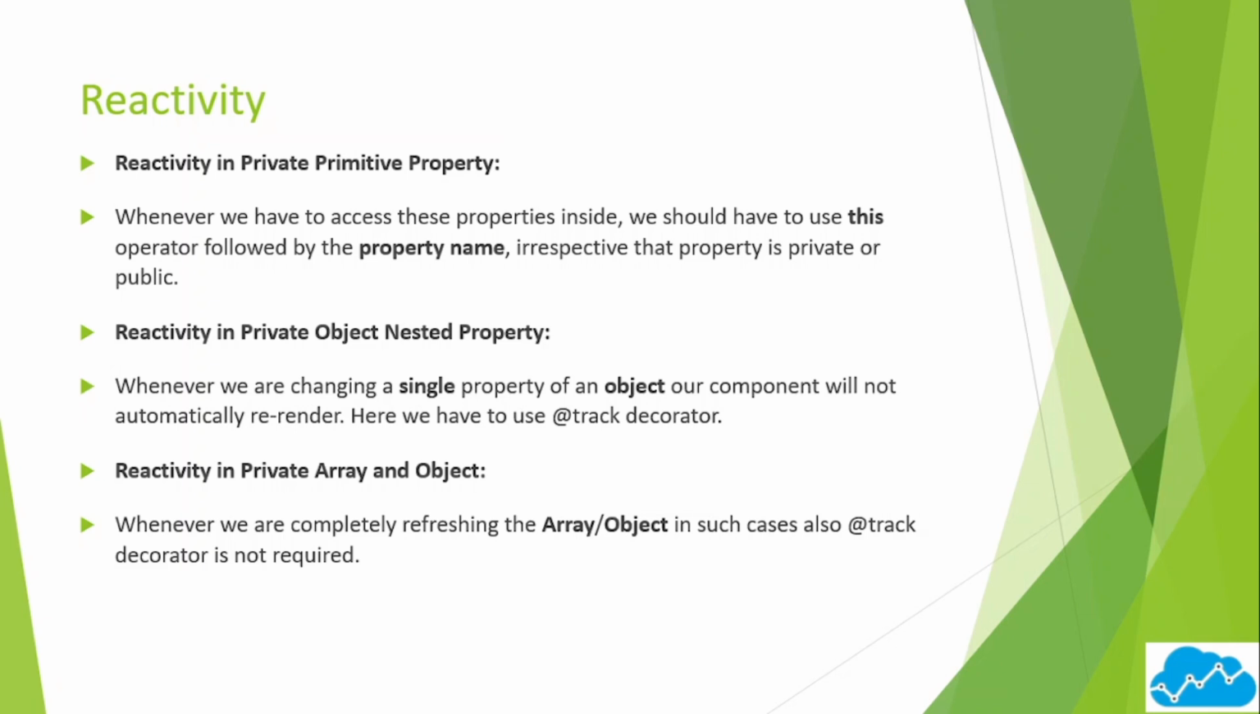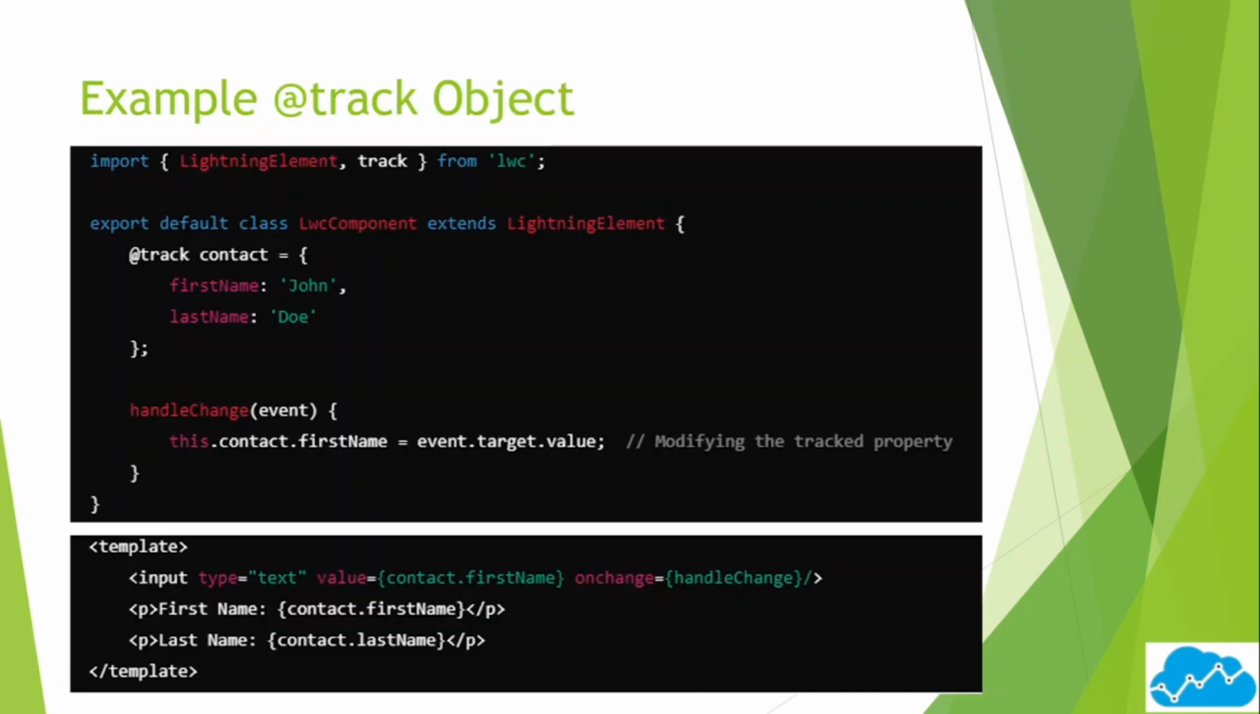But if we are not going with complete array or object, and we are partially treating the array or object, in that case again we have to decorate the property with the @track decorator. So let's see the example of object. In the case of object, how is it going to be treated?